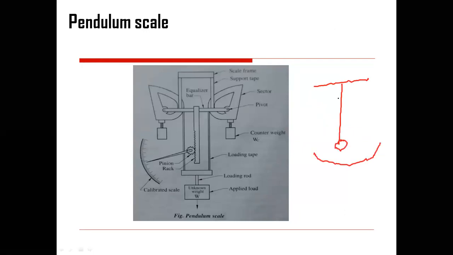This will move in this particular direction. So that concept is used over here. So what is there? This is the sector, this is the support. These are nothing but the gears, and these are the counterweights. These are the counterweights. So what is going to happen?